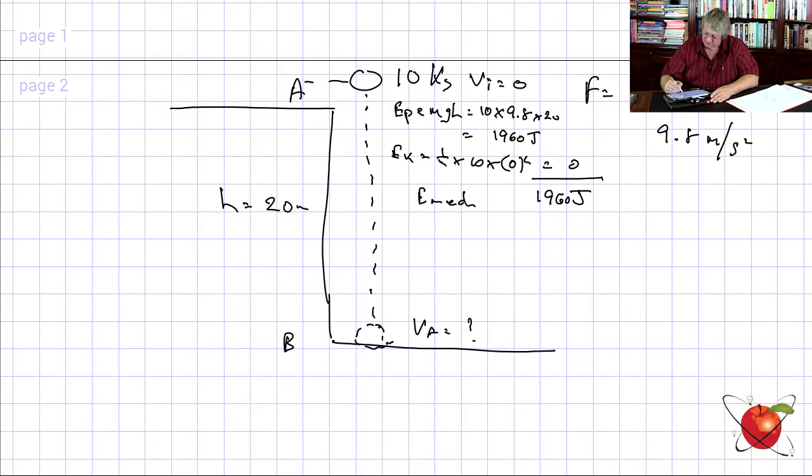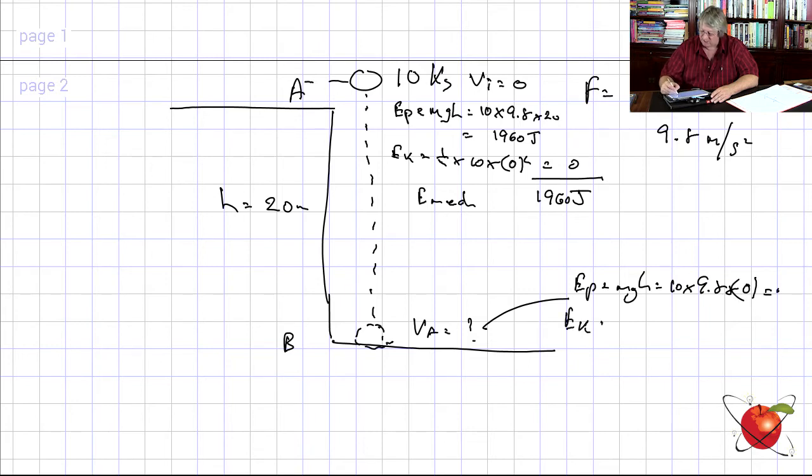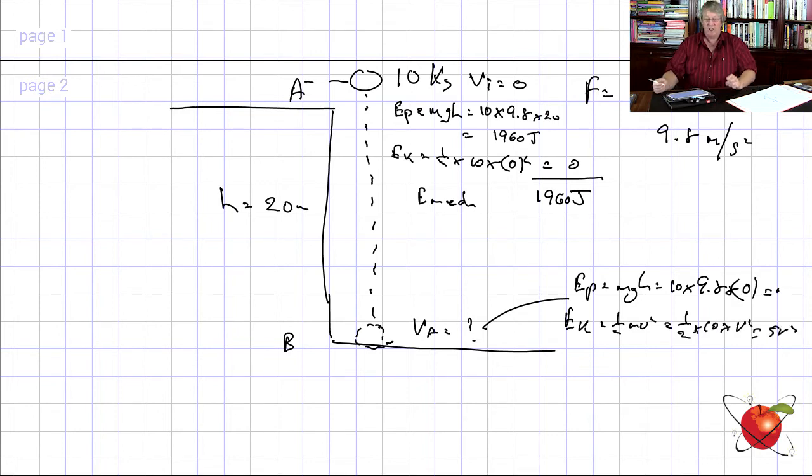Then we go to the next point. We go to B. What is EP here? mgh. 10 times 9.8. Height is now 0, which is 0. We go to EK is equal to a half mv squared, which is going to be a half times 10 times v squared, which is 5v squared. We don't know v, but just hold on. We're going to work it out.